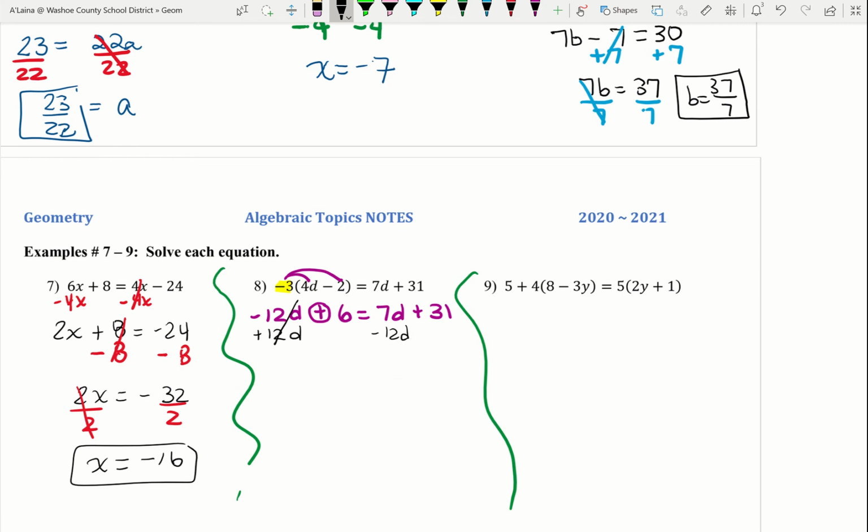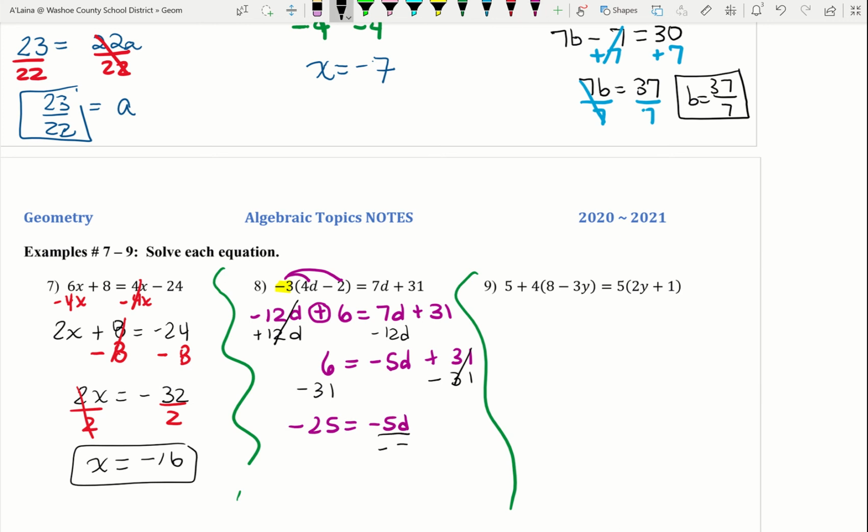You could have chosen to eliminate the 7d. Some kids like to do that because it keeps the variable on the left-hand side. So I'm going to have now the variable on the right-hand side. That's totally okay. It might feel uncomfortable for you, and if you'd like, you could just rewrite this equation and flip-flop it, but I'm going to keep it this way. I will subtract 31 to cancel the addition, and rewrite this as negative 25 equals negative 5d, and then divide.